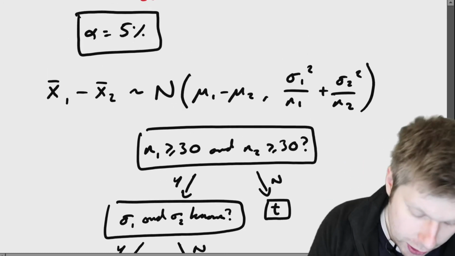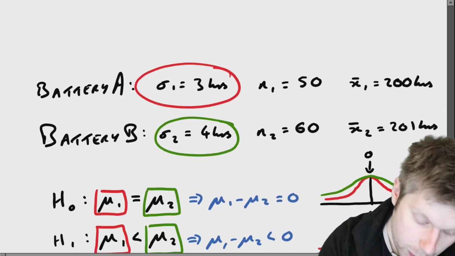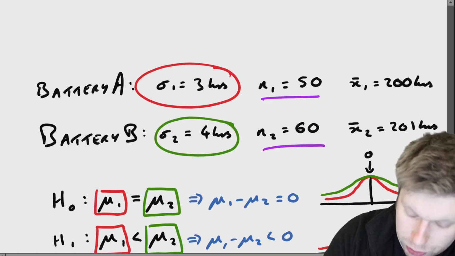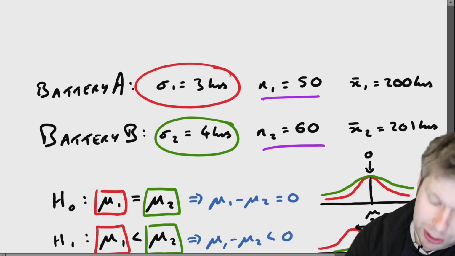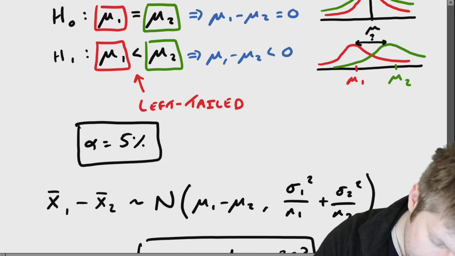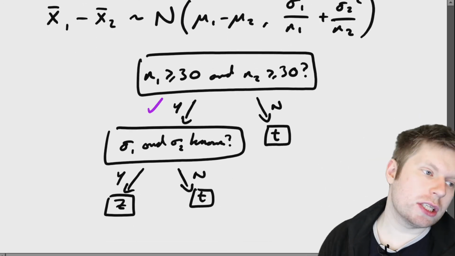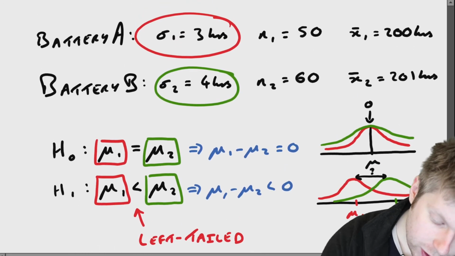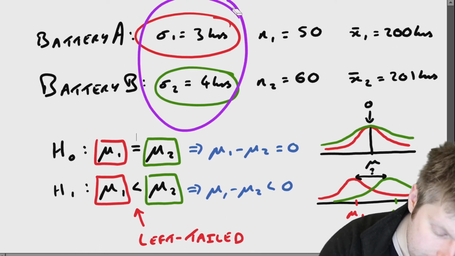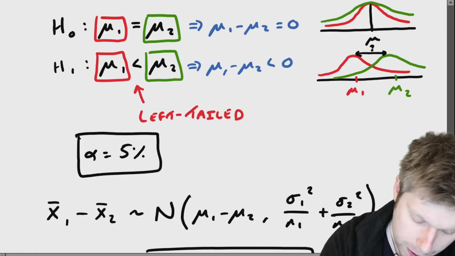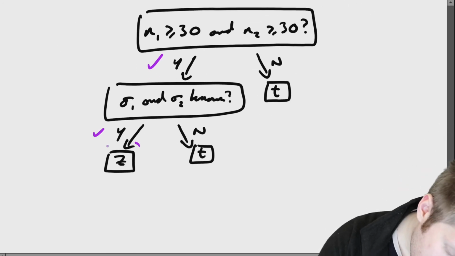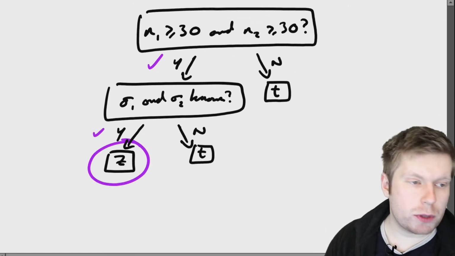Okay, so let's have a look at this. So is n greater than or equal to 30 for both? Well, n is greater than or equal to 30 for battery 1, and it's greater than or equal to 30 for battery 2. Okay, so that condition is satisfied. Next, do I know the population standard deviations for both? Well, yes, I do. They're given in the question. They're both standard deviations given in terms of the population. So in that case, that question is yes. Therefore, I can get away with using the z distribution.